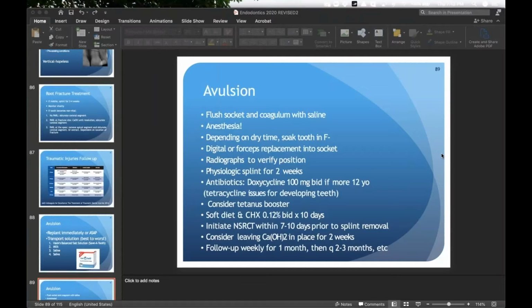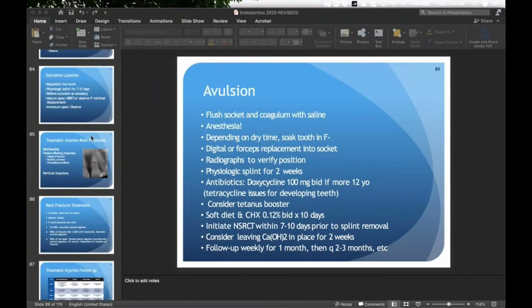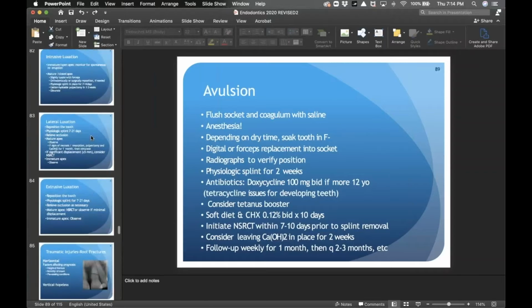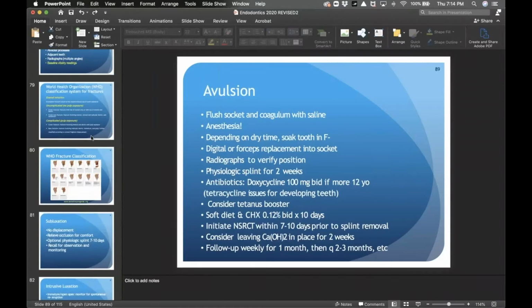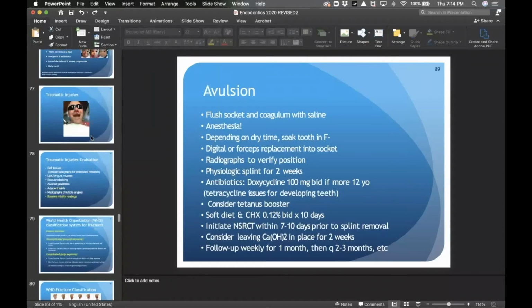What are indications for NSRCT for internal and external resorption, and what does the NS stand for in that? I wonder what slide they're talking about. Let me see here. What was the last part of that question again, Chris? I'm sorry. What does the NS stand for in NSRCT? Oh, non-surgical. Okay, I see.